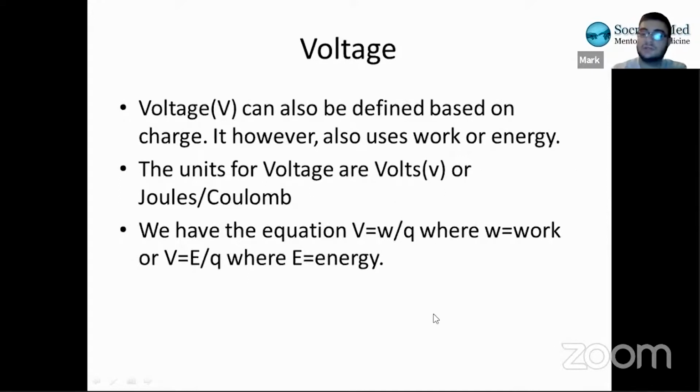Again, looking at the units, joule per coulomb means joules on the top, coulomb on the bottom. Coulomb is equal to charge. Joule is equal to either work, which has units of joules, or some kind of energy, right?